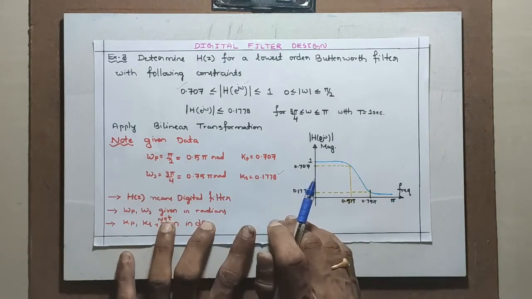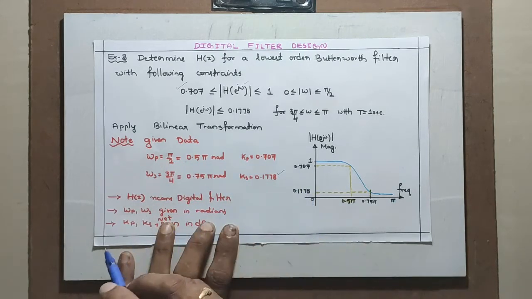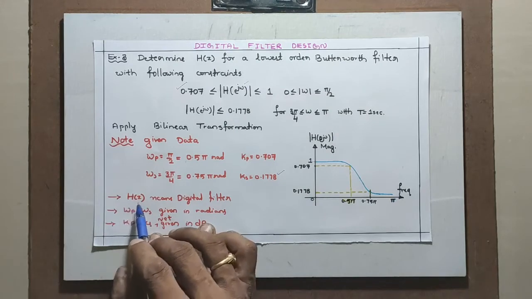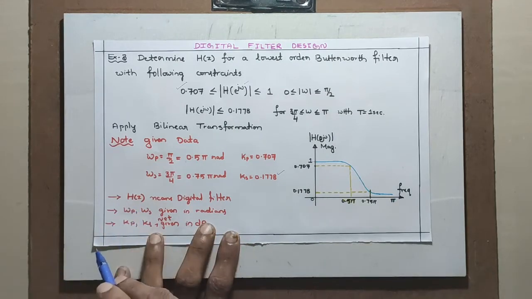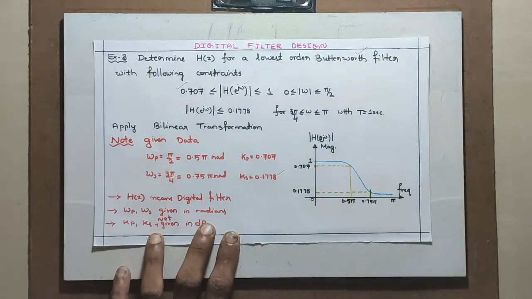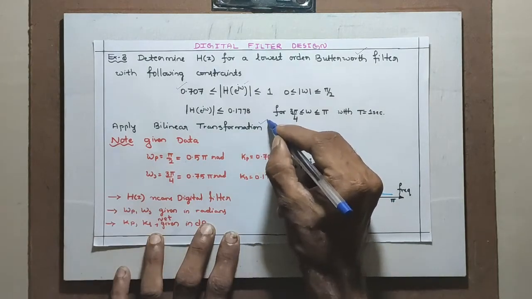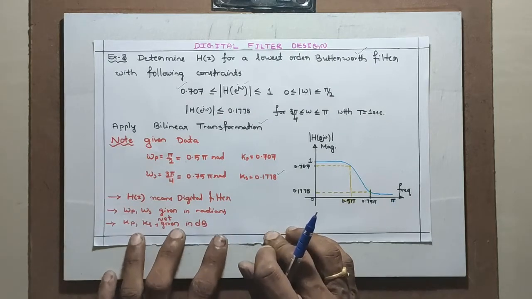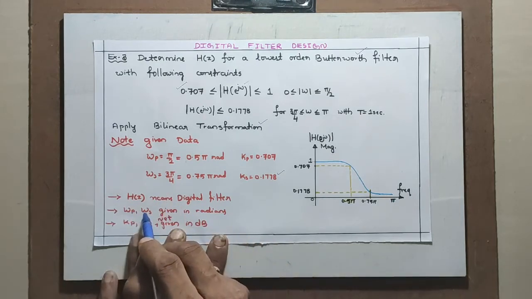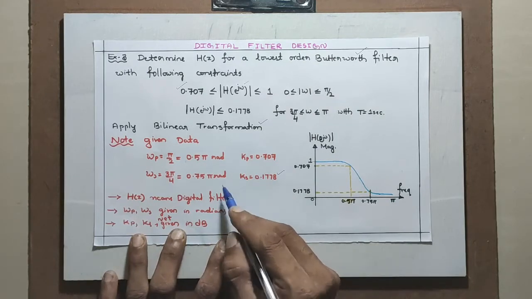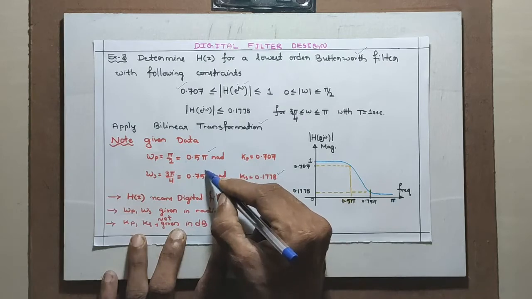I have noted it. Let us see the meaning of the data given in the numerical example. First, H(z) is to be found. H(z) means I have to find a digital filter. Which filter? Butterworth filter. What is the transformation required? Bilinear transformation. So I have to design a digital Butterworth filter using bilinear transformation. What about ωp and ωs, the passband and stopband edge frequencies? They are given in radians: 0.5π radians and 0.75π radians.